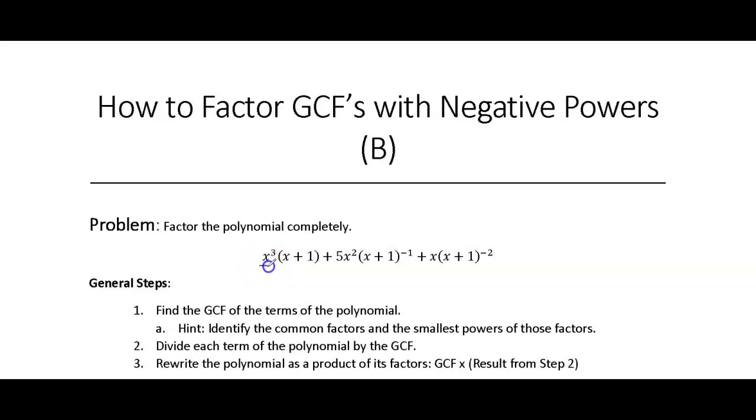It looks like we do have a common factor of x, and that smallest power would be to the first power. We also have a common factor of x plus 1 in all of our terms, and that smallest power would be negative 2. So then the GCF is going to be x to the first power times x plus 1 to the negative second power.